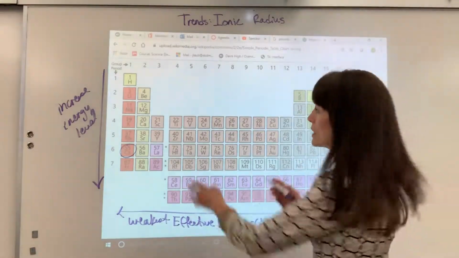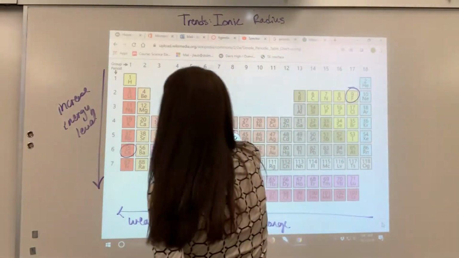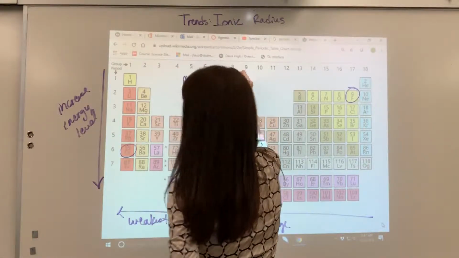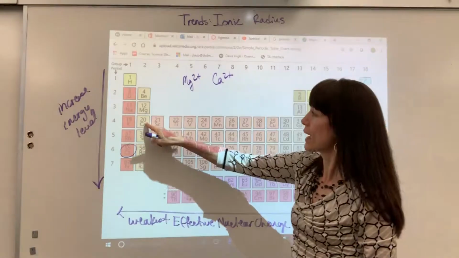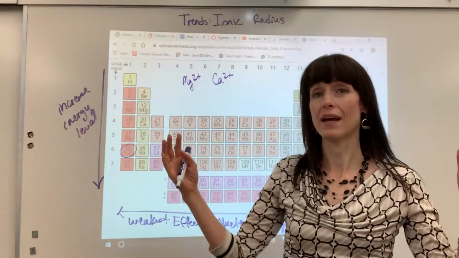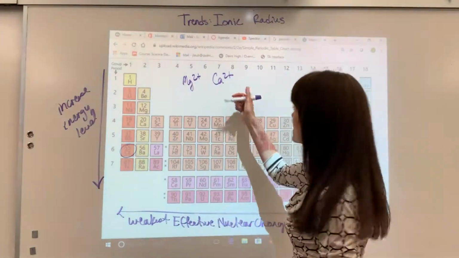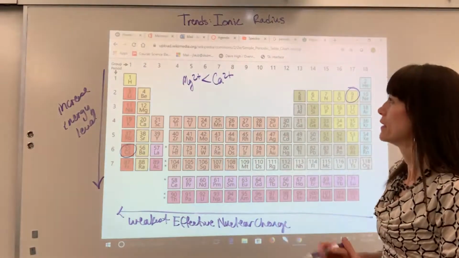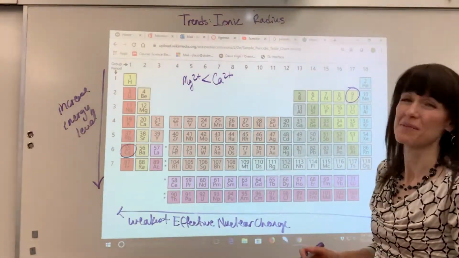So for example, let's say that I'm taking a magnesium ion and I'm comparing a calcium ion. Well, the calcium is going to be one energy level larger. That means that the calcium would have a larger atomic radius than the magnesium.